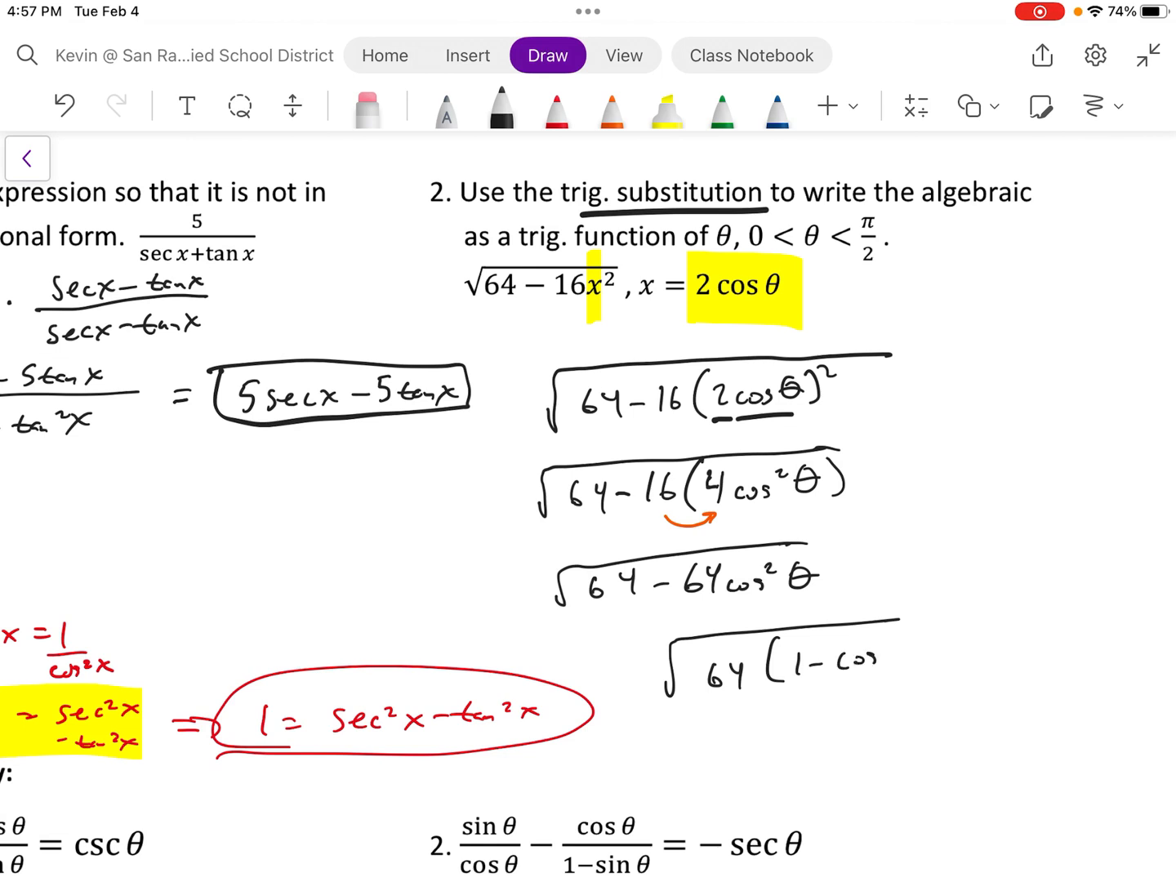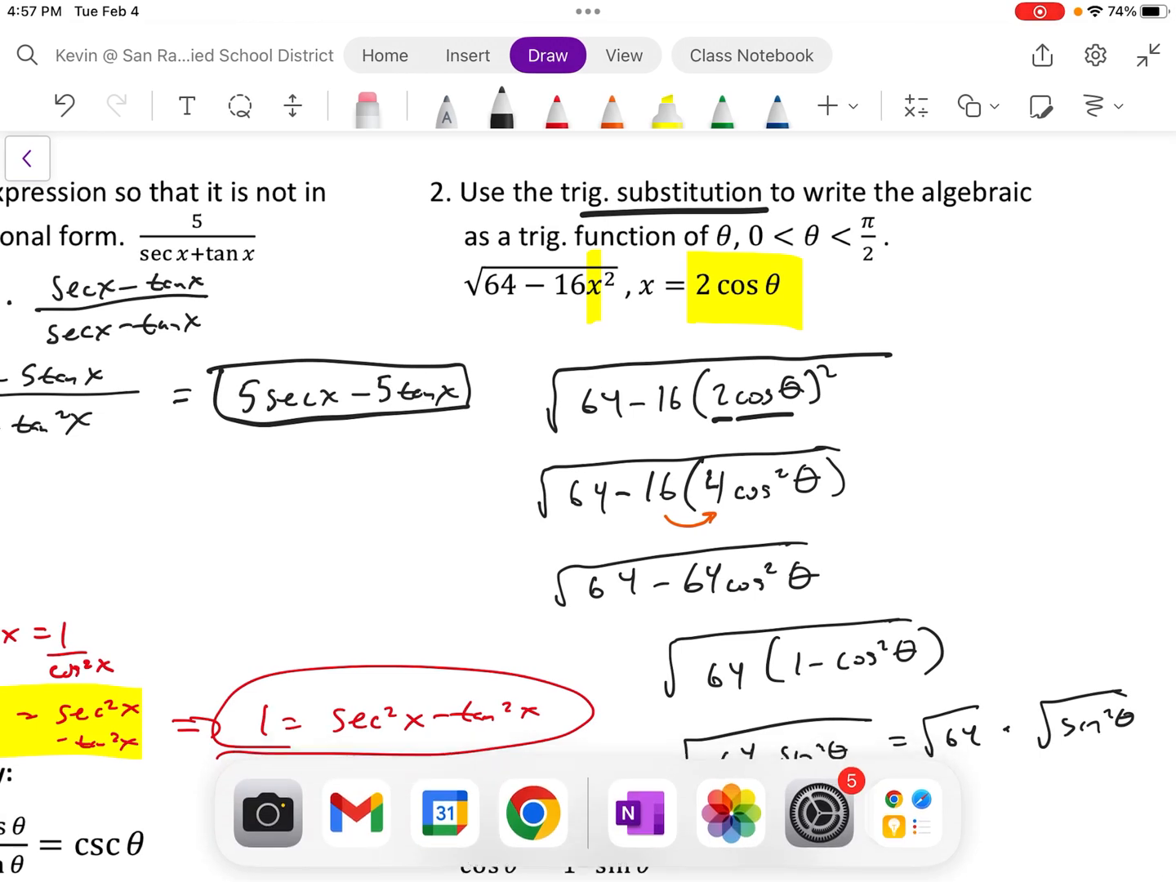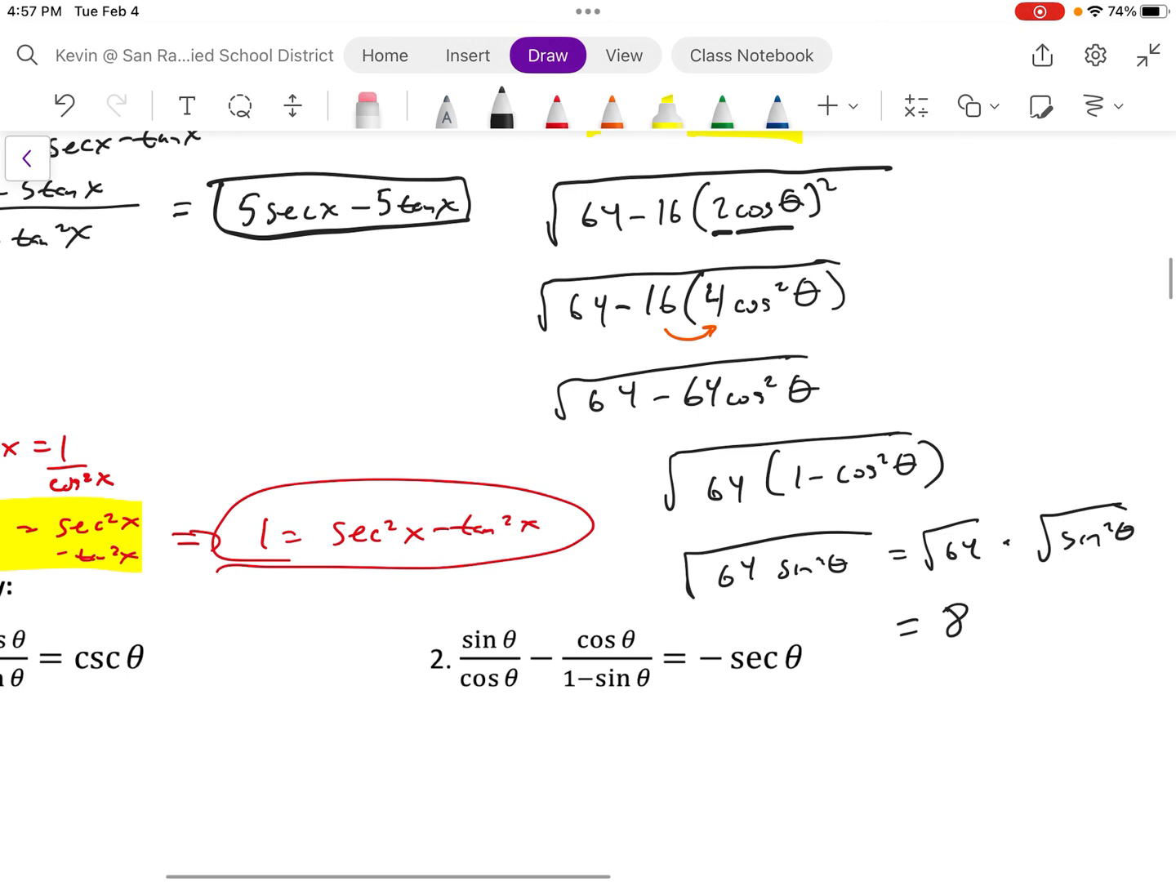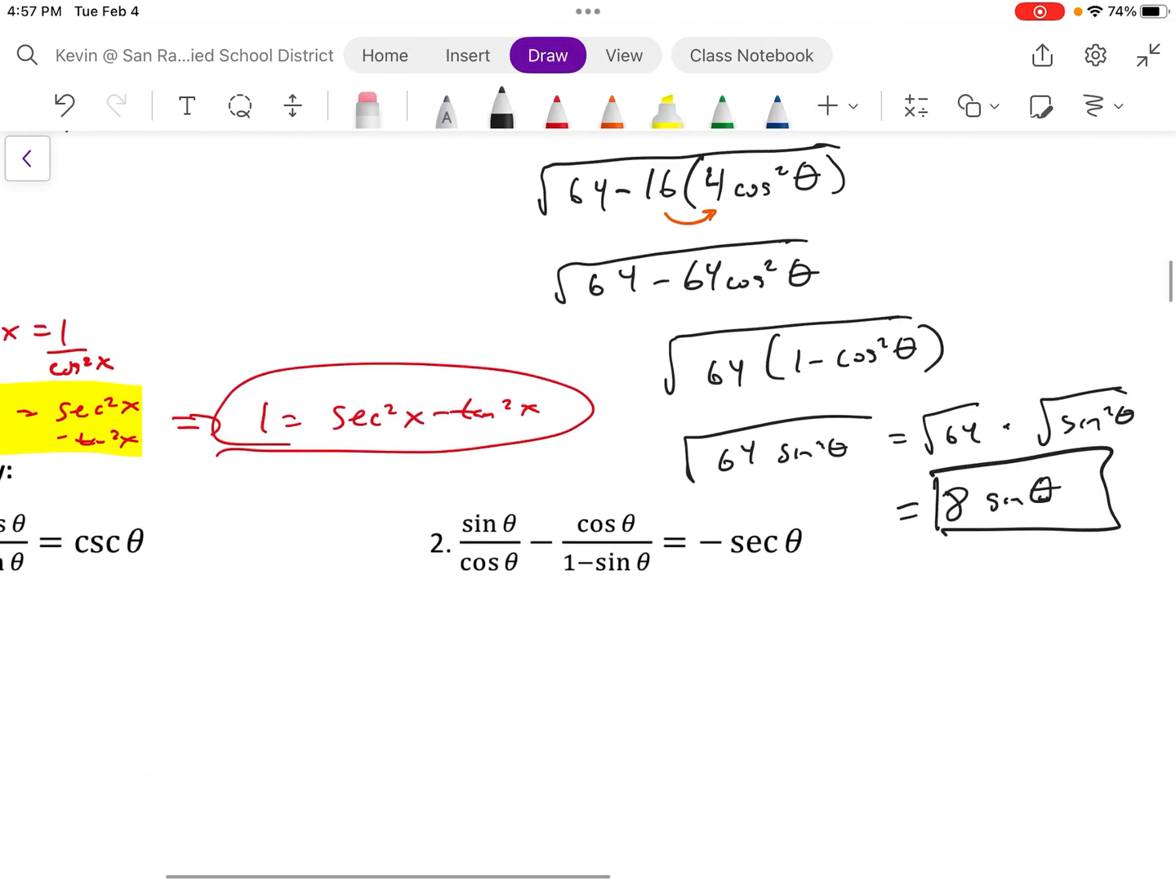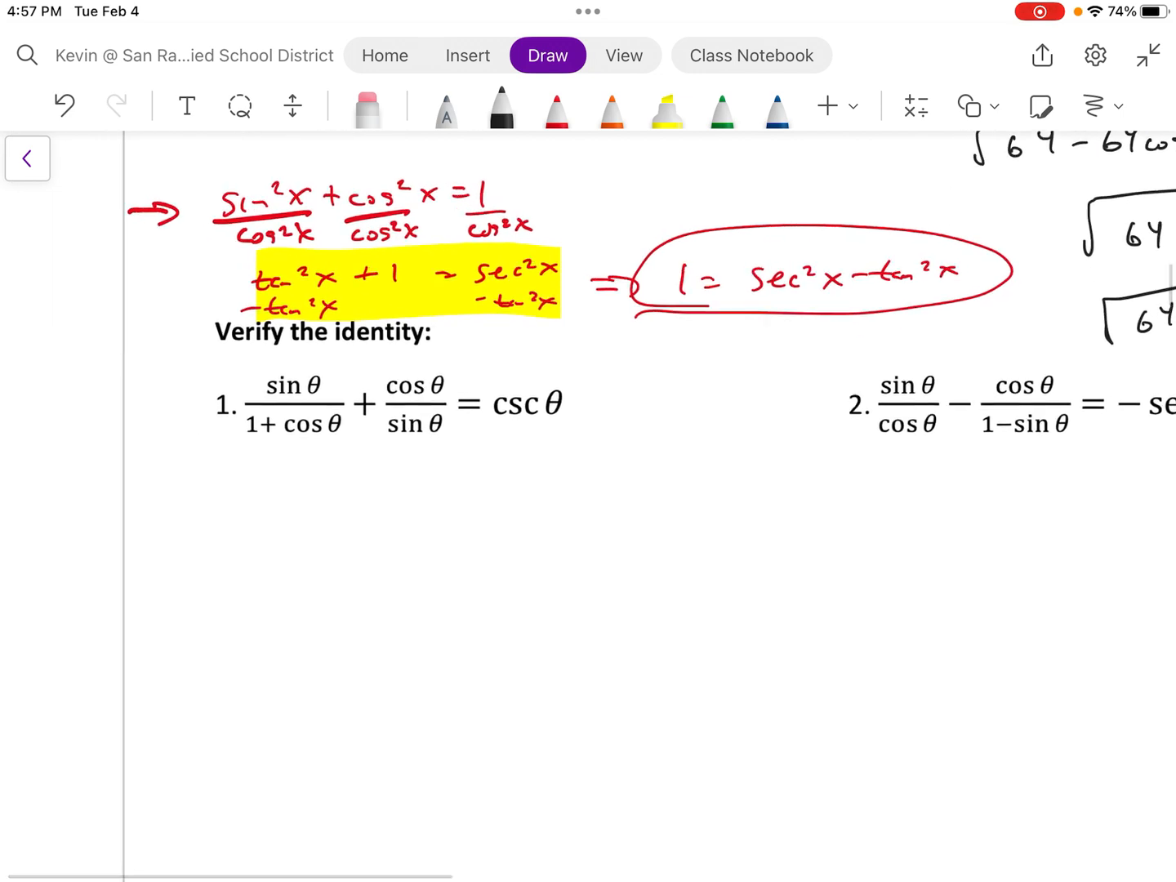So if I have that, since they both have 64, I could factor that out, and I get 64 times 1 minus cosine squared theta. Now, 1 minus cosine squared theta is sine squared theta. So now I have the square root of 64 sine squared theta, which is the same as the square root of 64 times the square root of sine squared theta. The square root of 64 is 8, and it's positive because I'm in the first quadrant. And the square root of sine squared theta is sine theta. And that's my answer. Okay?